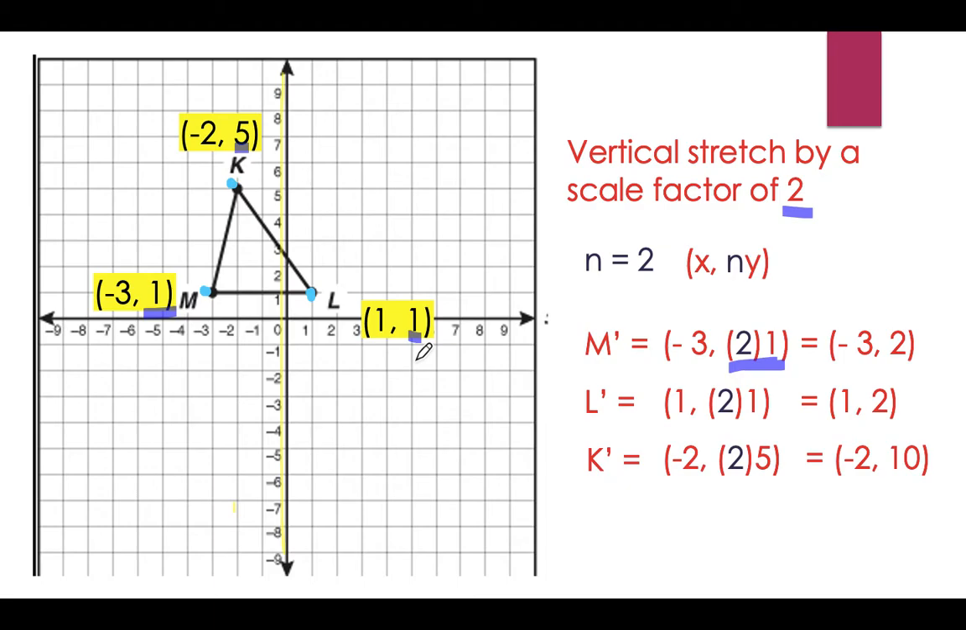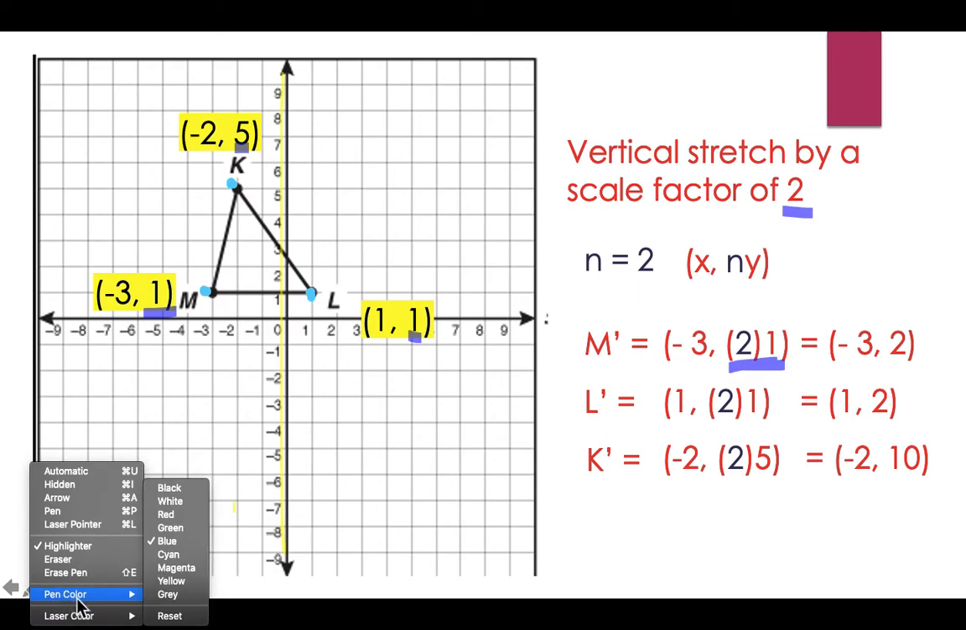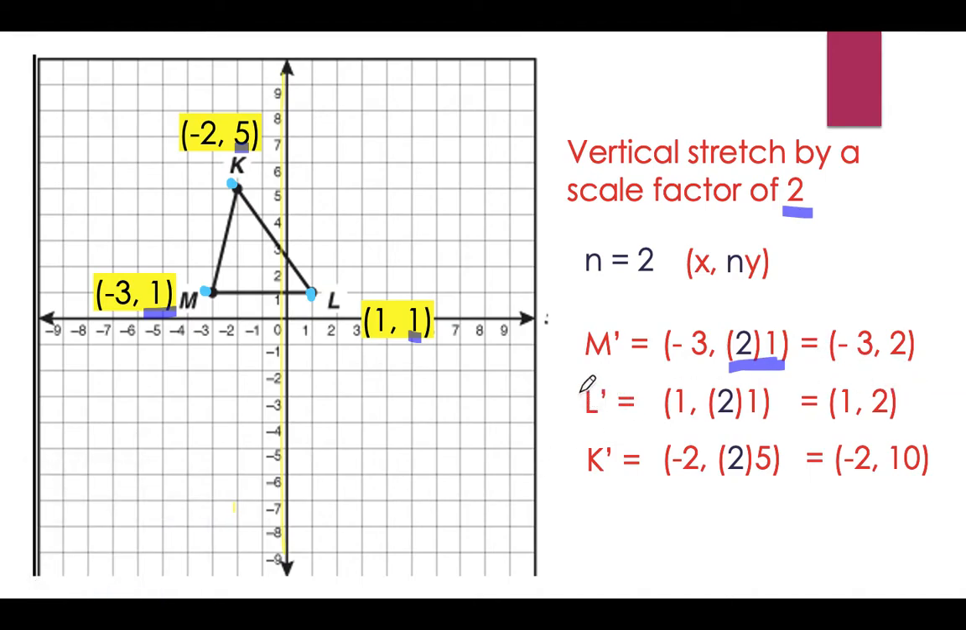So what you're going to do now is I'm going to go ahead and just plot these points. I'm going to go back because my notes are a little off right here. I'm going to plot M prime first. M prime is at -3, 2. So this is where M prime is going to be. Next I'm going to plot L prime. So L prime is at 1 and 2.